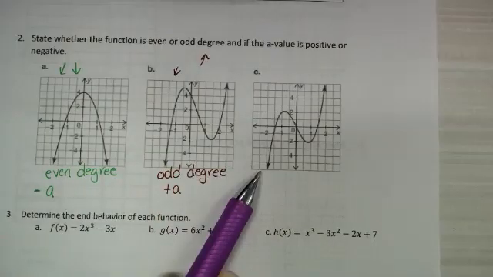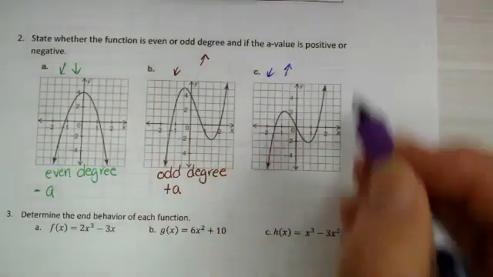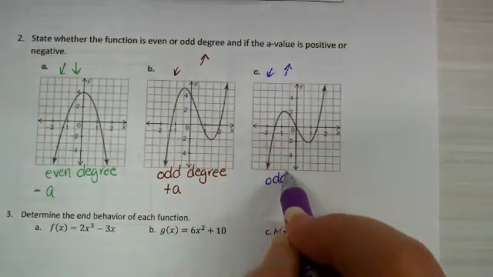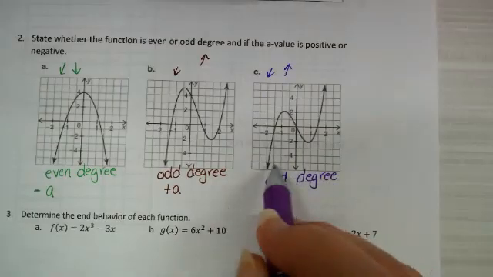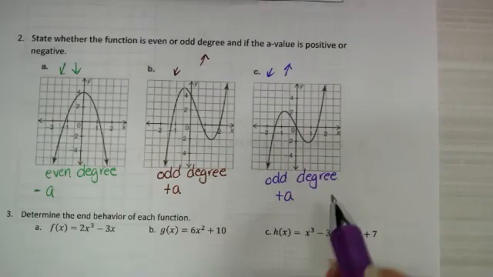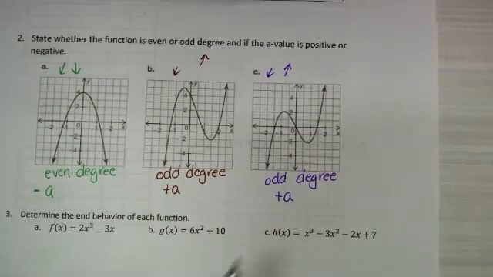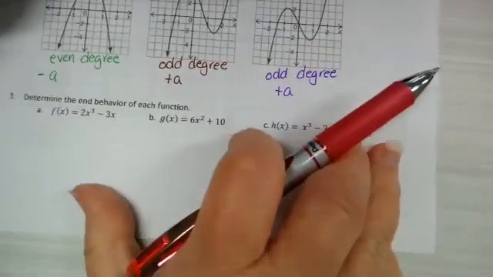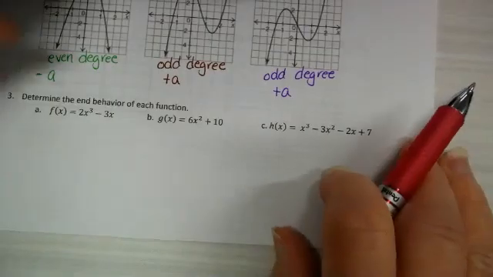And the same thing happens with letter C. It's down and then up. Since they're going different directions, that's an odd degree. And the a value must be positive. Let's take a look at how that works with some equations. So when we're looking at equations, we want to pick the largest exponent. That's going to be our degree.